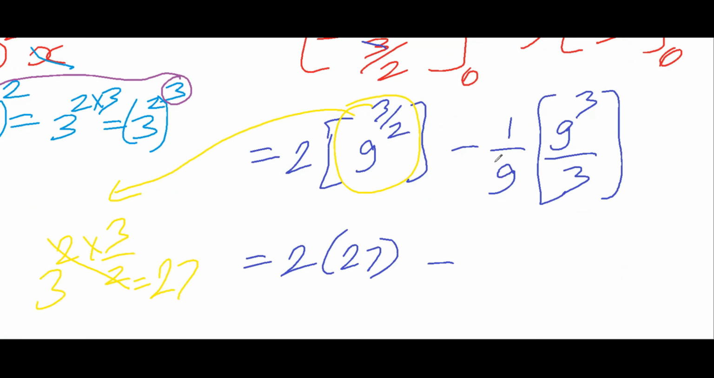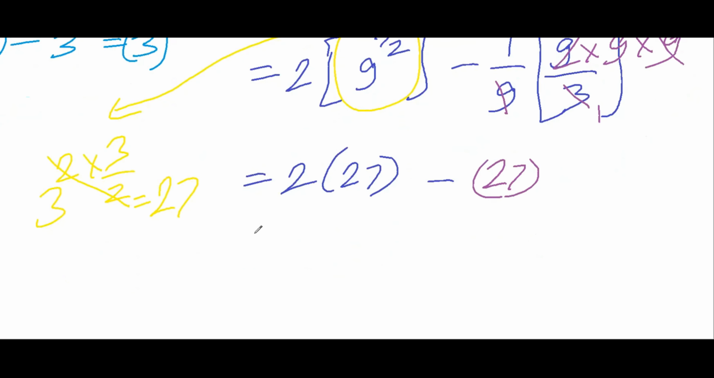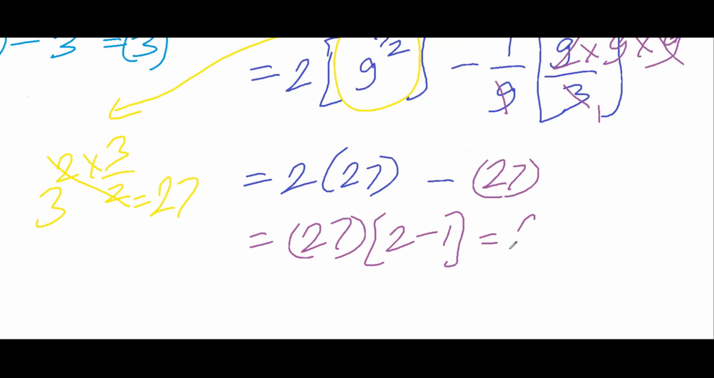So here you can see 1/9 and this 1/9 will get cancelled, and then 9 cube will remain. Now here 3 is there, right? So 3 ones are 3, 3 threes are 9. So I will get 9 and 3. 9 threes are 27. So here I will get 27. Okay, so you can take 27 as common, and then in the bracket you will get 2 minus 1, which is 1. So your answer is what? 27 square units is the answer.